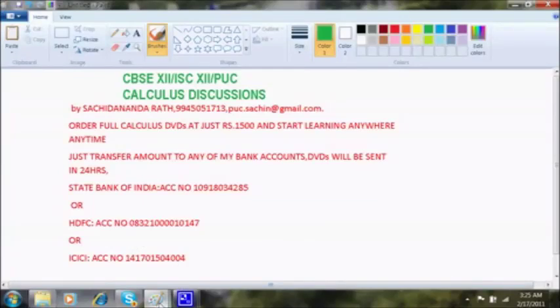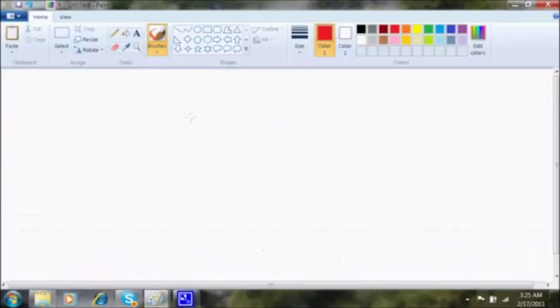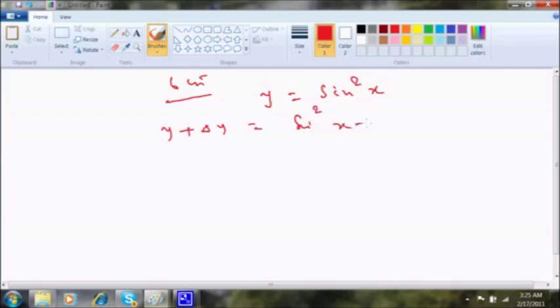First principles. This is the sixth discussion. Now y equals sine square x. So y plus delta y is sine square of x plus delta x. Delta y is minus y, which is sine square x. Sine square of x plus delta x minus sine square x.